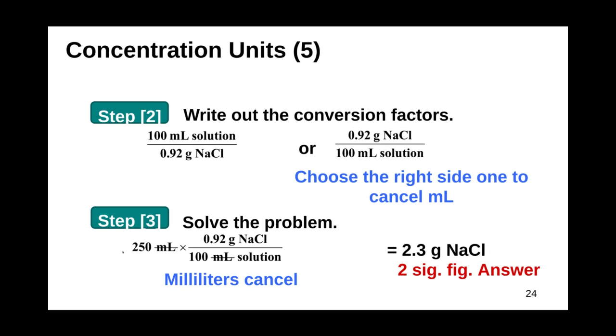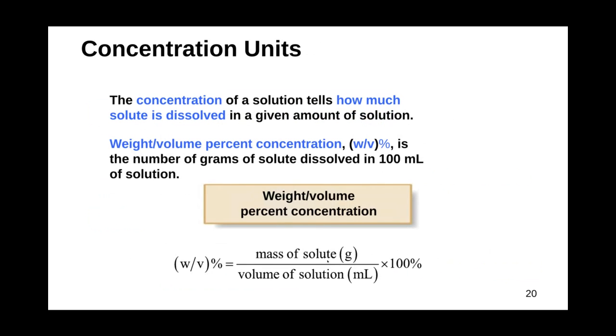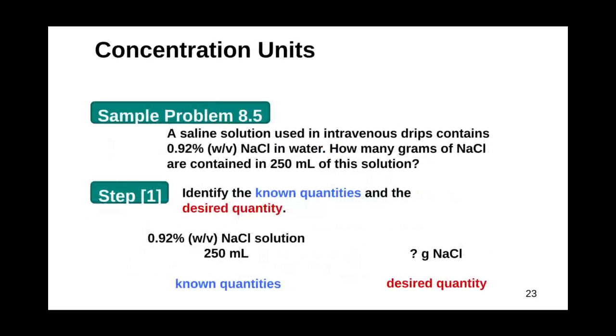And all we need to do is multiply our total volume times this conversion factor, right? 0.92 grams per 100 milliliters. Now, our final answer gets 2.3 grams of sodium chloride, but how did I get that 0.92 over 100? Well, just remember back to our math here, right? Mass of a solute divided by volume, and our volume is always 100 milliliters here. That's all. So to get 0.92%, I need X amount. That X amount is going to be 0.92 grams.